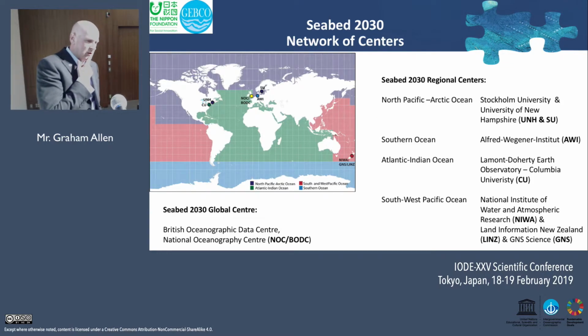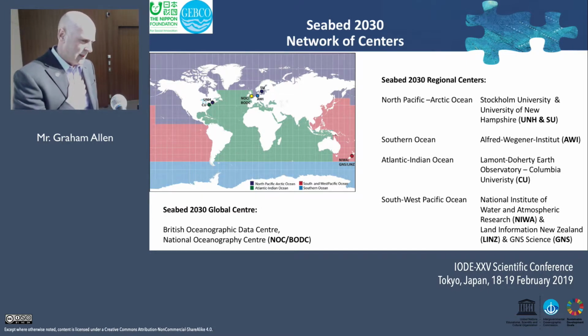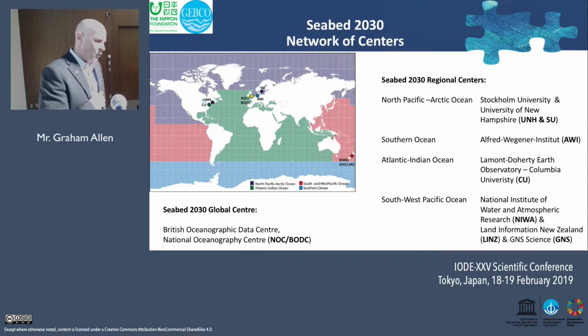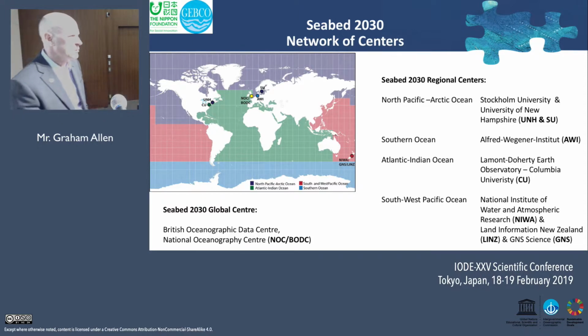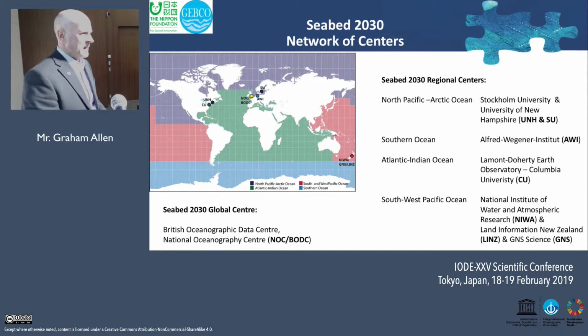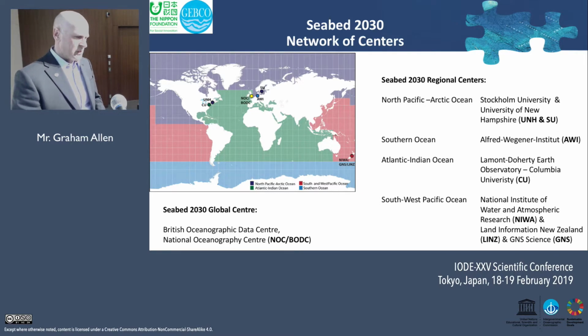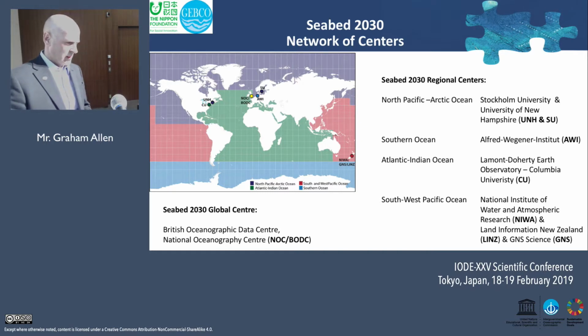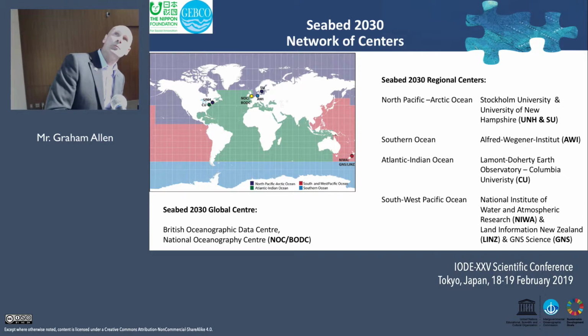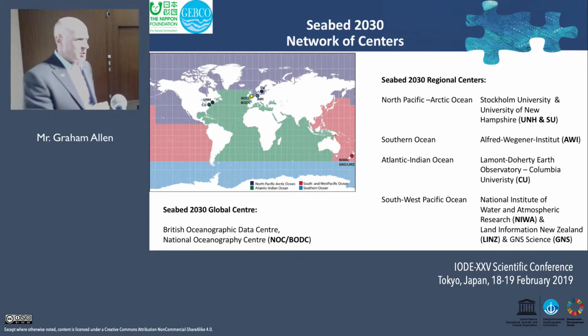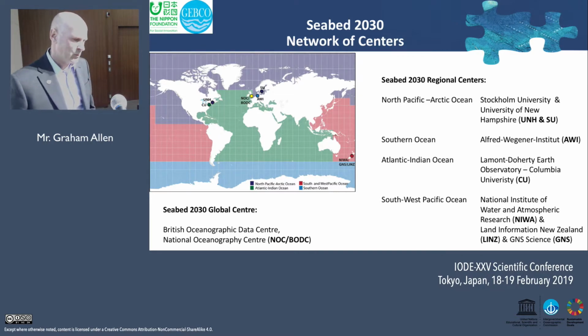Just to give you the locations of those 4 regional centres, so over on the right of the list of the regional centres, we split the ocean into 4 regions. There was some discussion of how many regions were required, so it's been a compromise to have just the right amount, not too many, not too few, and to a large extent based on existing GEBCO activity as well. So there's the North Pacific and Arctic Ocean, which is coloured kind of grey at the top there. That's a shared regional centre, shared between Stockholm University in Sweden and the University of New Hampshire.